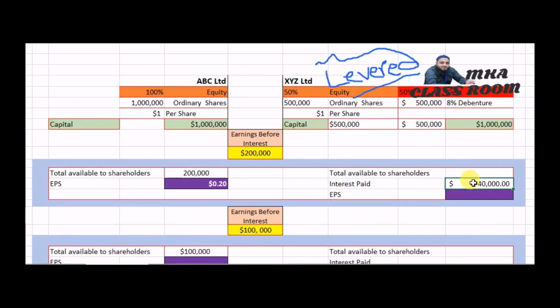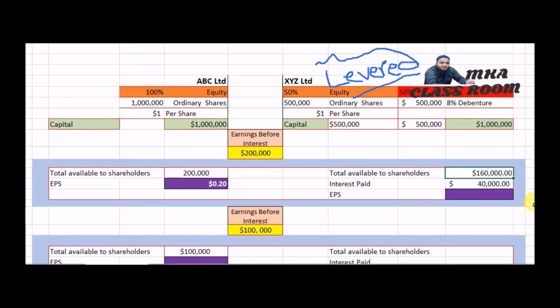That's why it has to pay 40,000 at first. So what will happen to the other earnings? If we calculate here, it is clear that this is our earnings minus this is our interest.